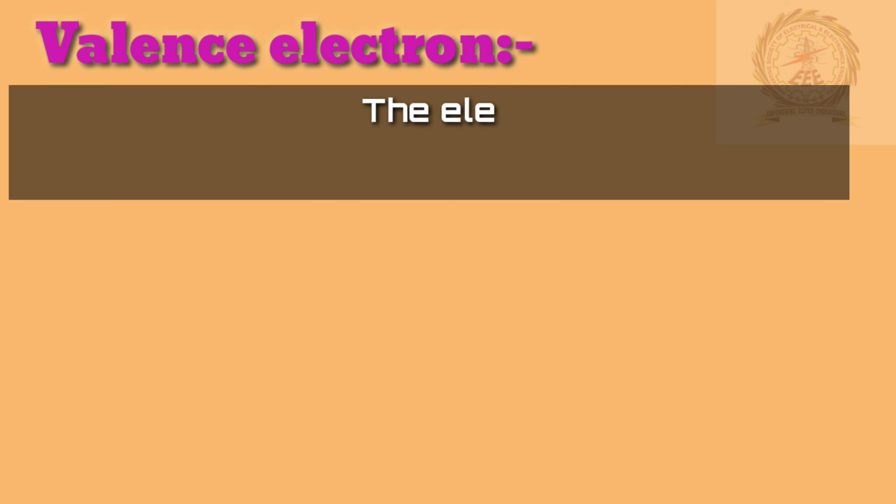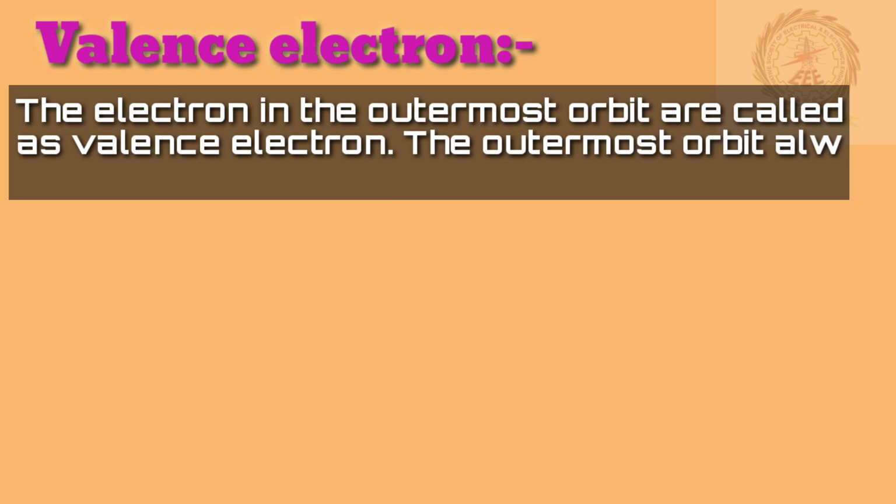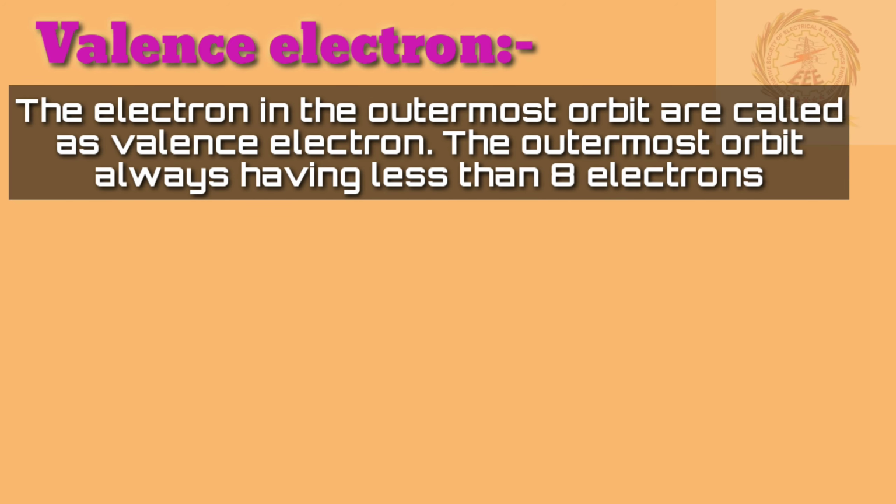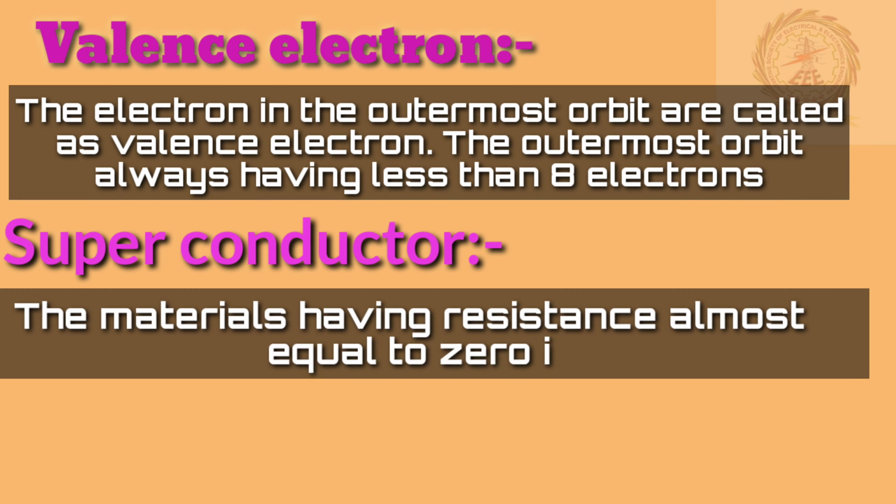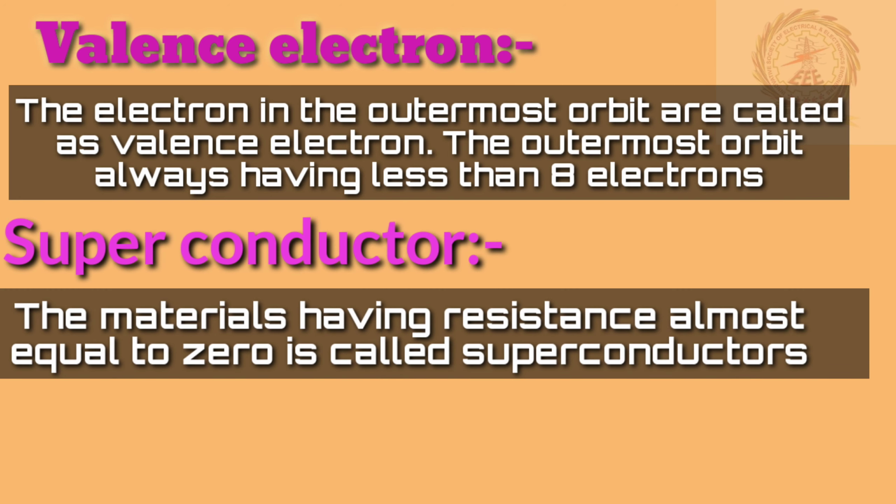We will see some definitions. That is, first one, valence electron. The electrons in the outermost orbit are called valence electrons. The outermost orbit always has less than 8 electrons. Second one, superconductors. The materials having resistance almost equal to 0 are called superconductors.